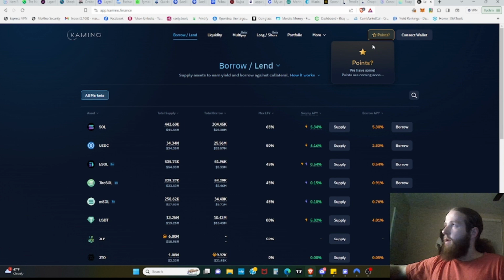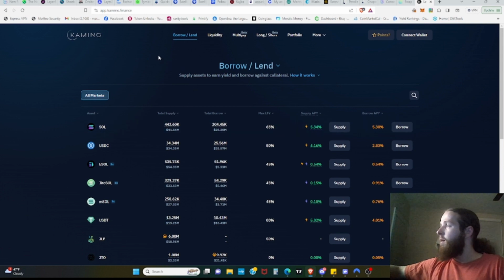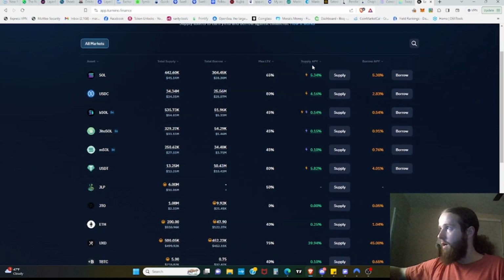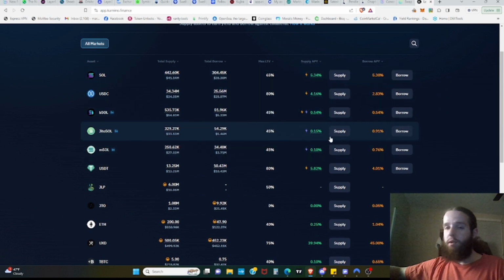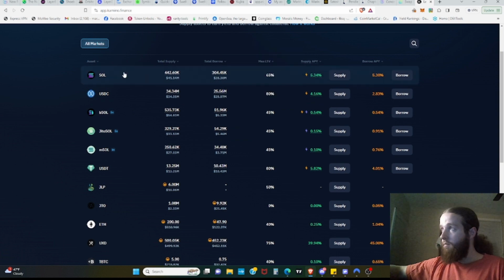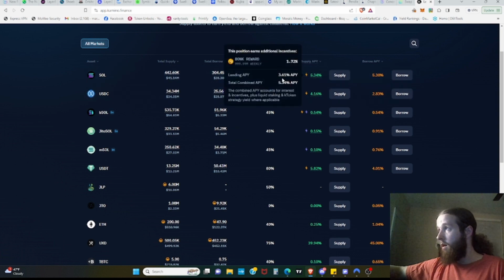I did have an LP, as you can see here, this little points thing. That's how most protocols are doing airdrops right now. I did have an LP in here for a little while, but I wound up taking it out to purchase assets. So as you can see here with borrow and lend markets, this is another way that you can provide supply APYs here and then borrow. So you can just supply, you don't have to borrow, but supplying and then borrowing is a good way to leverage yourself to go long on different assets. So for example, if you're going to provide Solana, the base APY for lending on Solana is 3.1 right now.